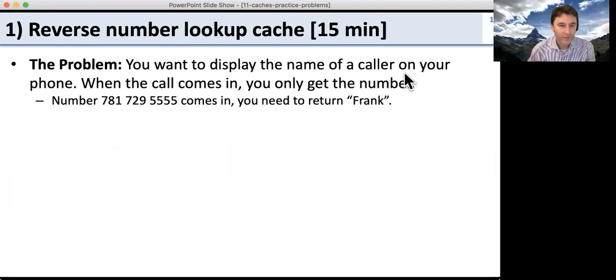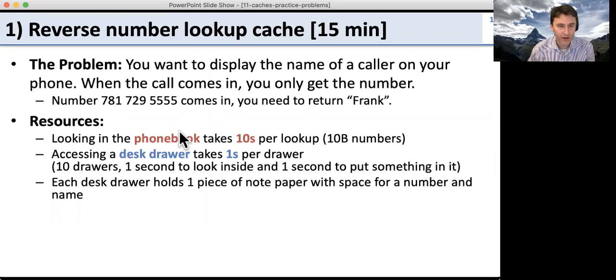So you have a phone and you want to display the name. When a call comes in, you need to get the name based on the number. You get the number when the call comes in, and you have to look up the name. For example, if you get the number 781-729-5555, you need to return Frank because that's Frank's number.